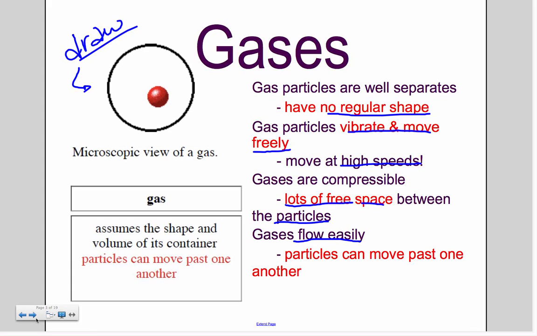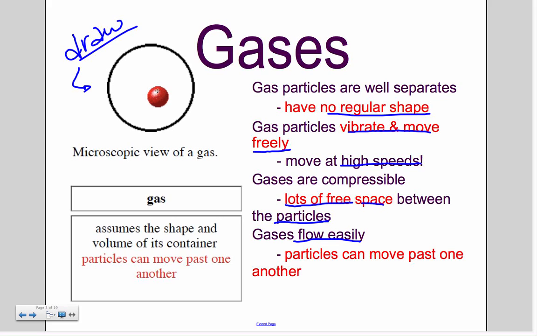So the first particle we're going to look at is a gas particle. You're going to draw this area up here, this top circle, which is a gas molecule. Gas particles are very well separated. They have no regular shape. They kind of vibrate or shake and move freely. They move at extremely high speeds. They're compressible, which means that they can be squished into spaces or fill up a space. There's lots of space in between the gas particles.